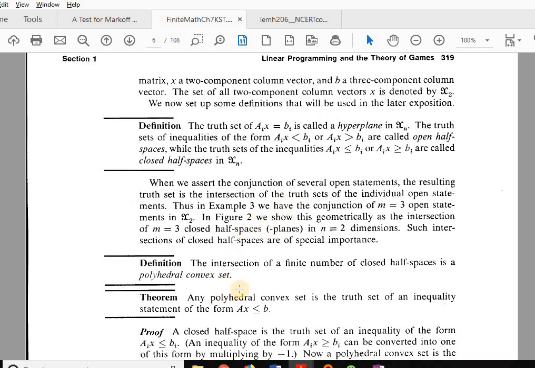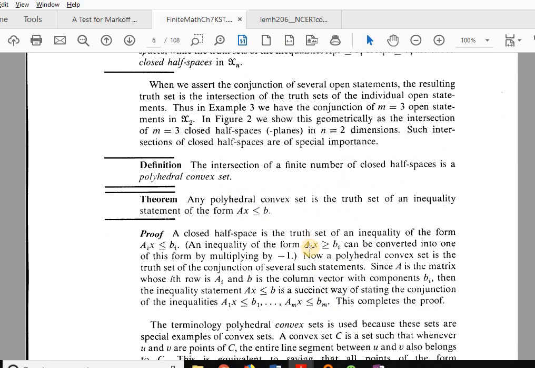Now you might think this is unnecessarily restrictive because we're only looking at less than or equal to inequalities, but it's very easy. If you have an inequality that's greater than or equal to, you just multiply through by a negative sign and you can get an inequality with a less than or equal to. So really we have not lost any generality by considering only inequalities of the form less than or equal to.